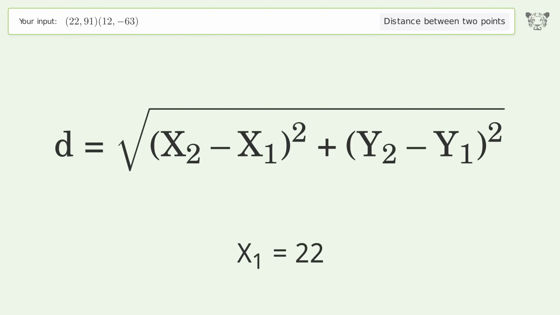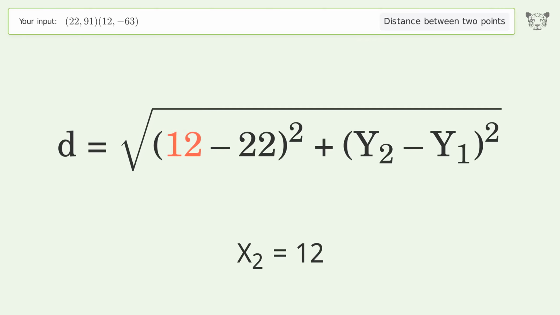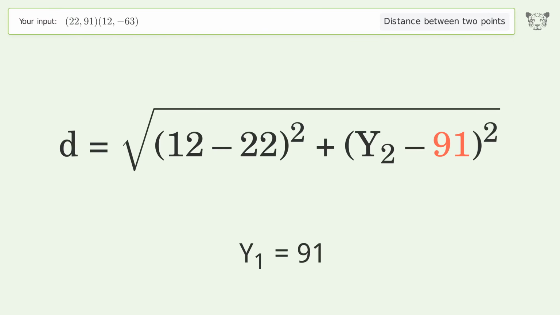x1 equals 22. x2 equals 12. y1 equals 91. y2 equals negative 63.